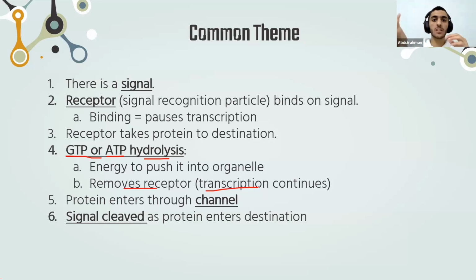All right, so we got a signal that binds on its receptor. Receptor takes it to the destination. And then once there, it uses energy to push it into the cell through a channel, and then we cut off the signal. And the receptor, on the other hand, it goes freely. Right? Is this clear? Is this good to go?